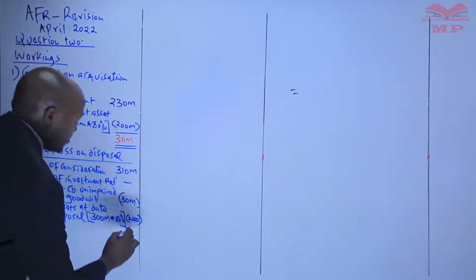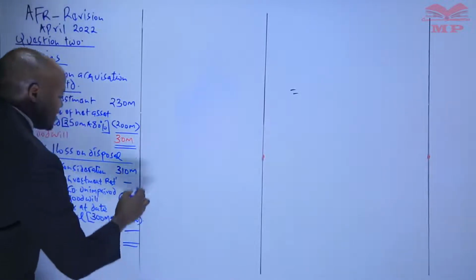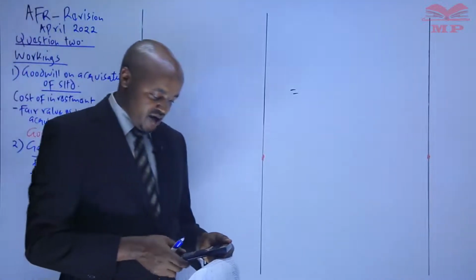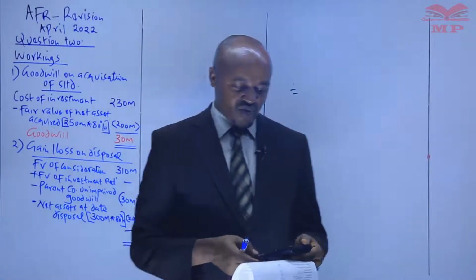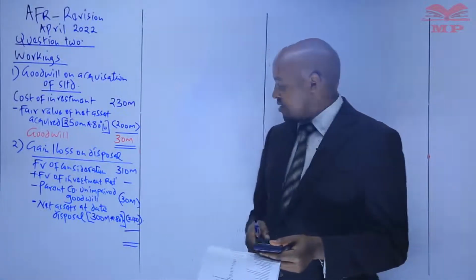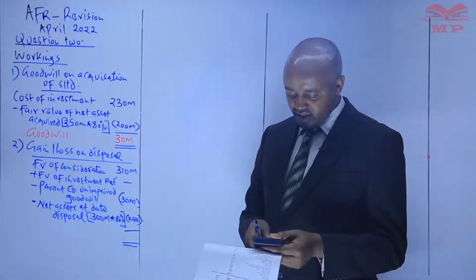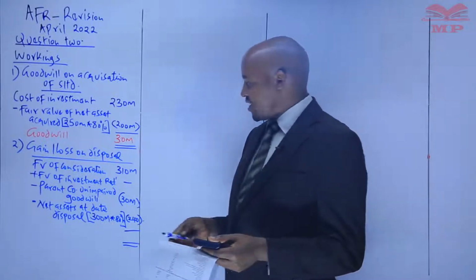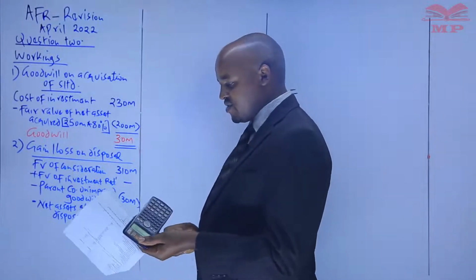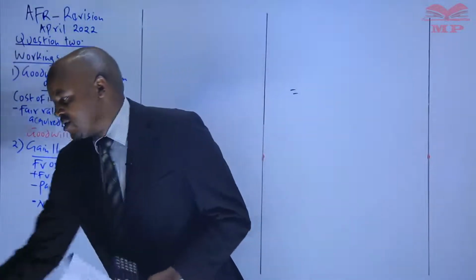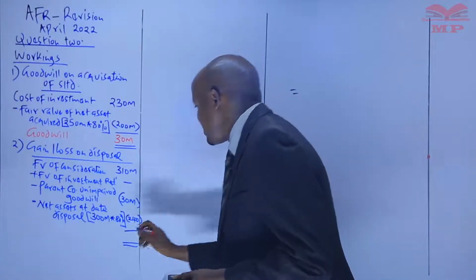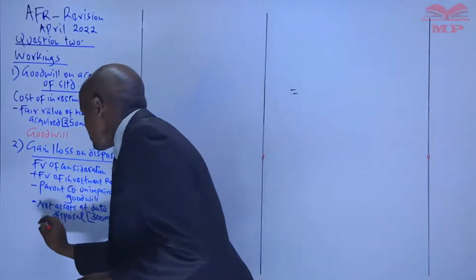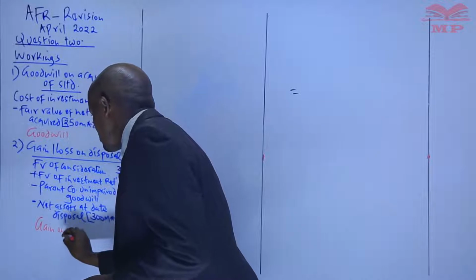So what we need to do now is we less the two figures from 310 million, so that we determine whether we have a gain or a loss on disposal. So we have 310 minus 30 minus 240, and that will give us 40 million. So 40 million is basically a positive figure here. This is a gain on disposal.